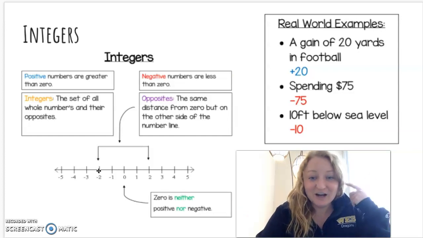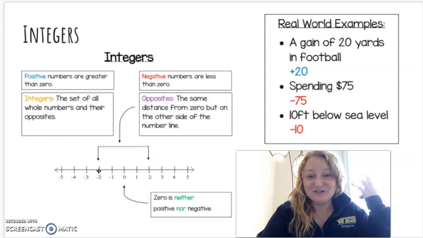You might be thinking, all right, Ms. Phillips, you said that I use integers. You said that I probably don't realize how much they're around me. What are you talking about? Take a look up here. We have some real world examples.